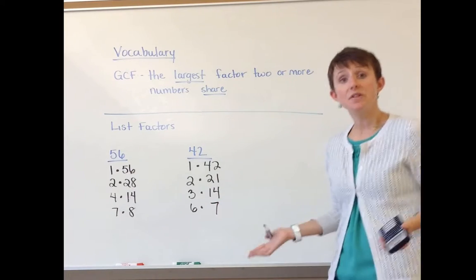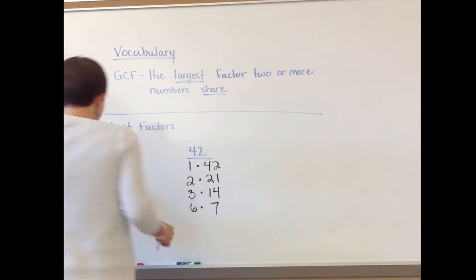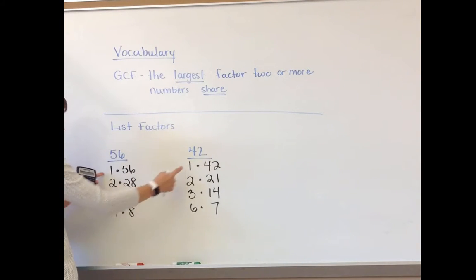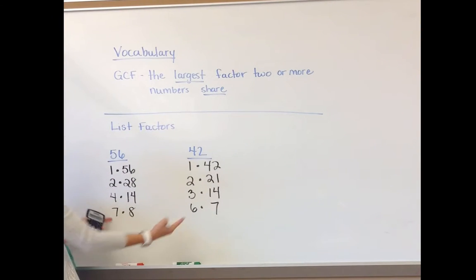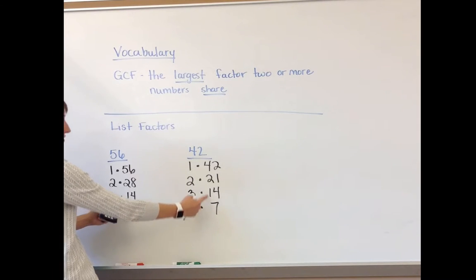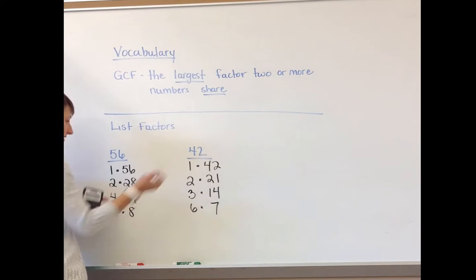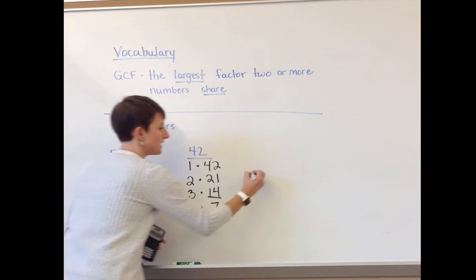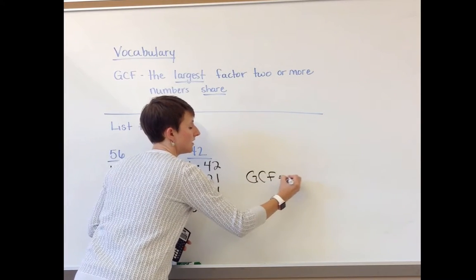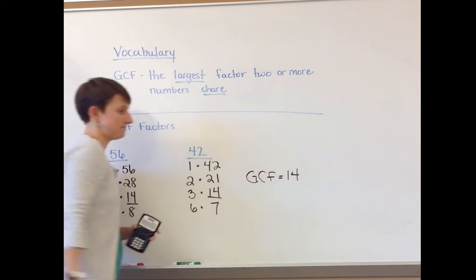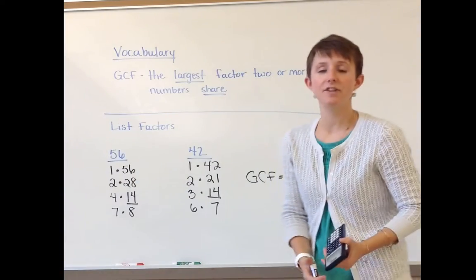I'm done. So then you went through when you were in elementary school and you said, hey, which one is the biggest that they share? They share 1, they share 2, they share 7, they share 14. So far that's the biggest, and that's what it is. So it looks like the GCF is 14. That's one way that you can find the GCF.